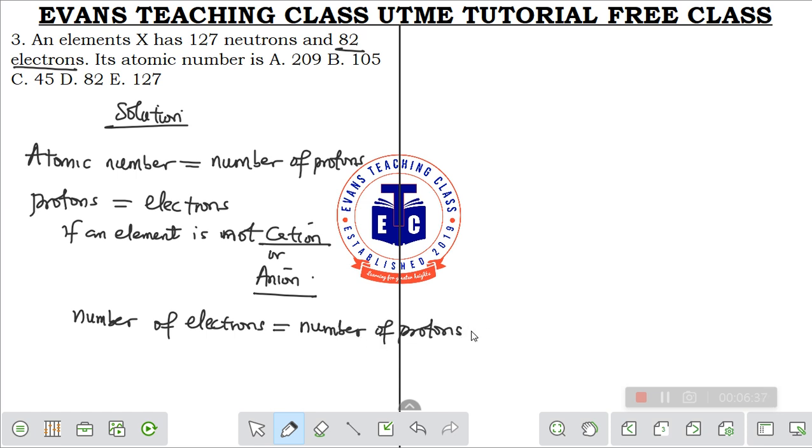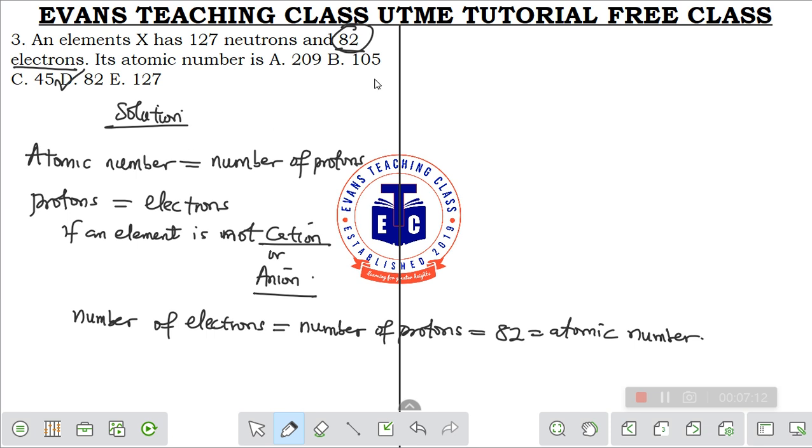So this question, you don't even need to solve anything. They said we should find the atomic number, and I told you the number of protons is the same thing as the atomic number, and they have already told us that the electrons we have is 82. So our answer will be 82, because number of protons is equal to atomic number. I hope you understand how I did it. Please, this thing is very simple. Don't let them confuse you with questions like this. So the answer is option D.